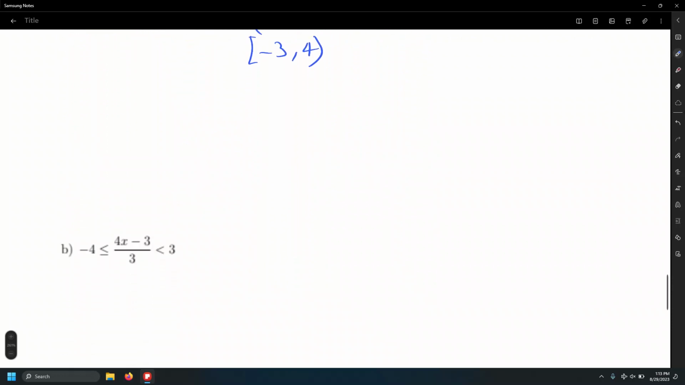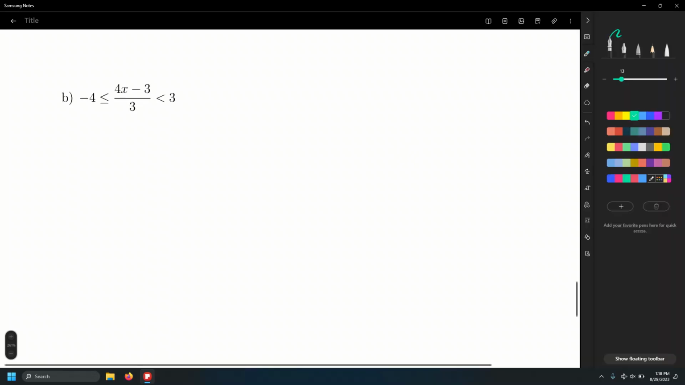Let's do another one here. All right, so this time we also have a three-sided inequality. It's also known as a compound inequality because in the end that's going to give us an interval of values. But the thing here now is that we have this quotient between the 4x minus 3 and 3. So we need to get rid of 3, which is dividing, so we need to do the opposite of the division. What do we need to do in this case? Multiply, right? So multiply the three sides by 3, all right?